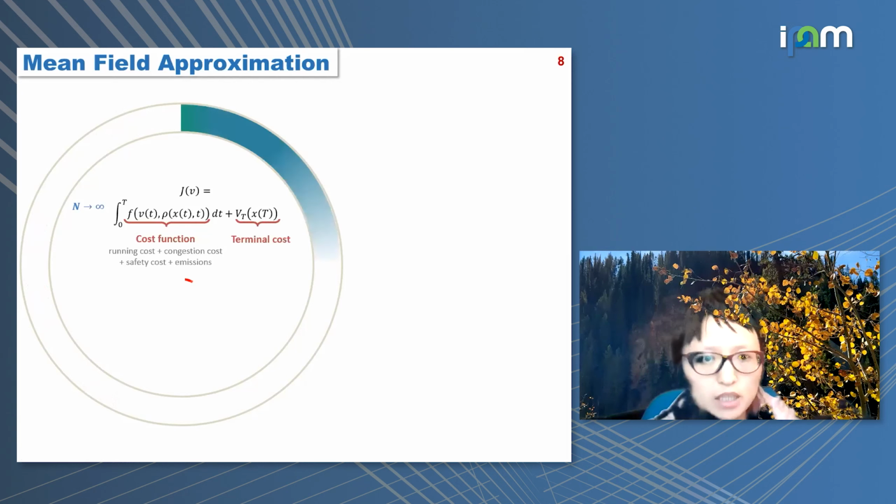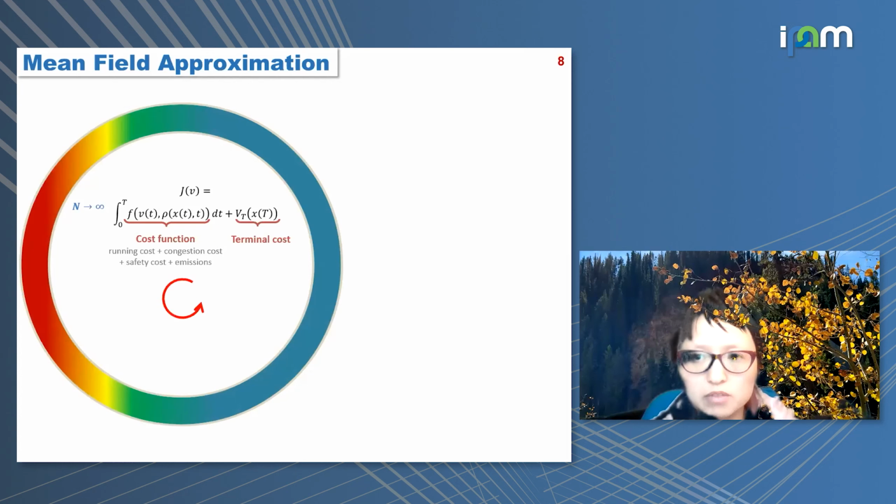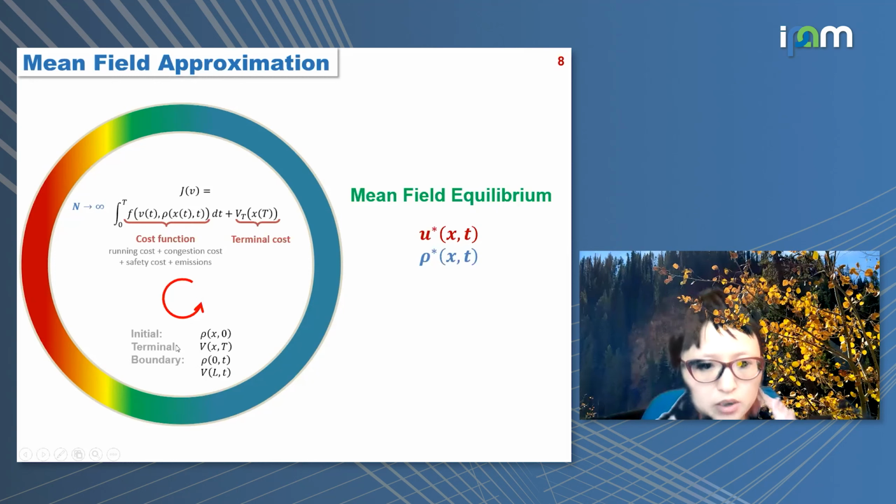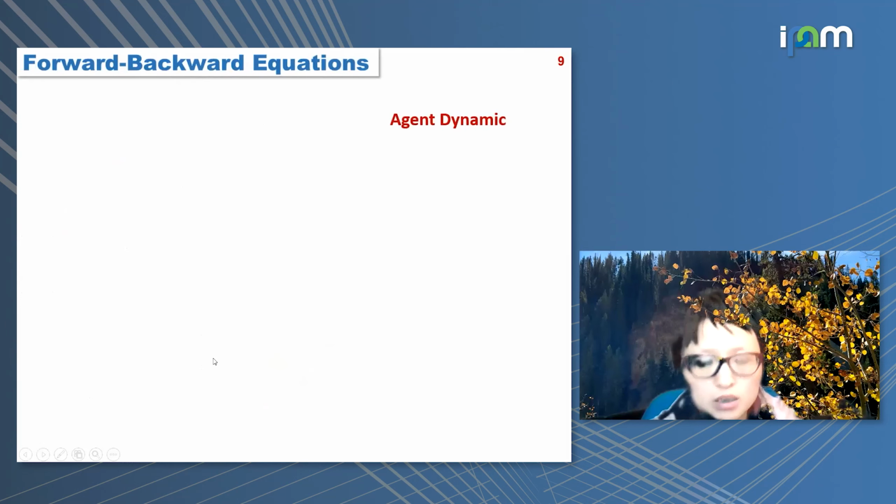But instead of looking at the individual cars' velocity control, we look at these new notations. One is the velocity field U of x,t, one is the density rho of x,t. To solve this system, we need some initial density rho of x,0 and a terminal cost for the value function, and also boundary conditions. How we formulate the mean field game is called a forward-backward system.